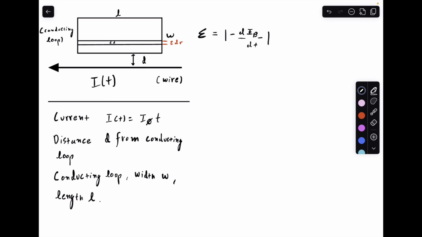The reason I'm adding the absolute value, which sometimes AP Physics C will ask you to do, is because I want the magnitude. I don't care about whether it's replenishing or diminishing. All I care about is the magnitude. So that's what we're going to do here.